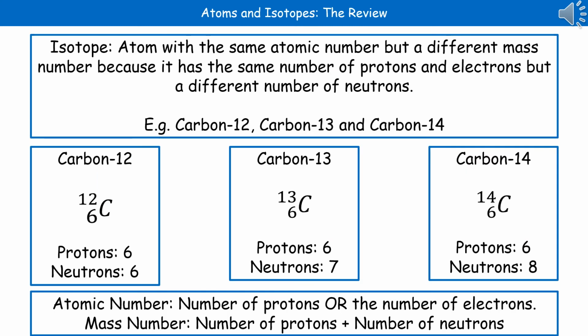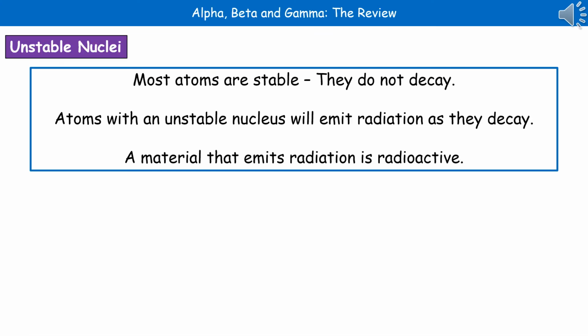We should also know the definition for isotope, which is an atom with the same atomic number but a different mass number because it's got the same number of protons and electrons but a different number of neutrons. So you've got 3 different isotopes of carbon given to you there, carbon 12, carbon 13 and carbon 14. Do remember our atomic number is the number of protons or the number of electrons, and the mass number is your number of protons plus the number of neutrons. So when you're given those two, you can work out how many protons, electrons and neutrons there are.